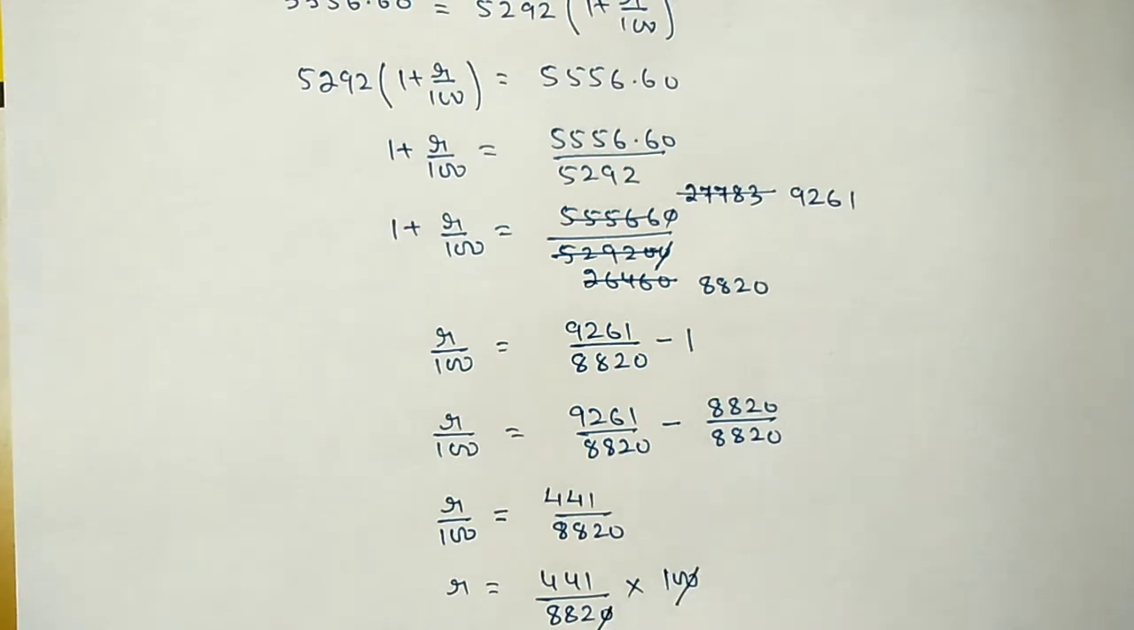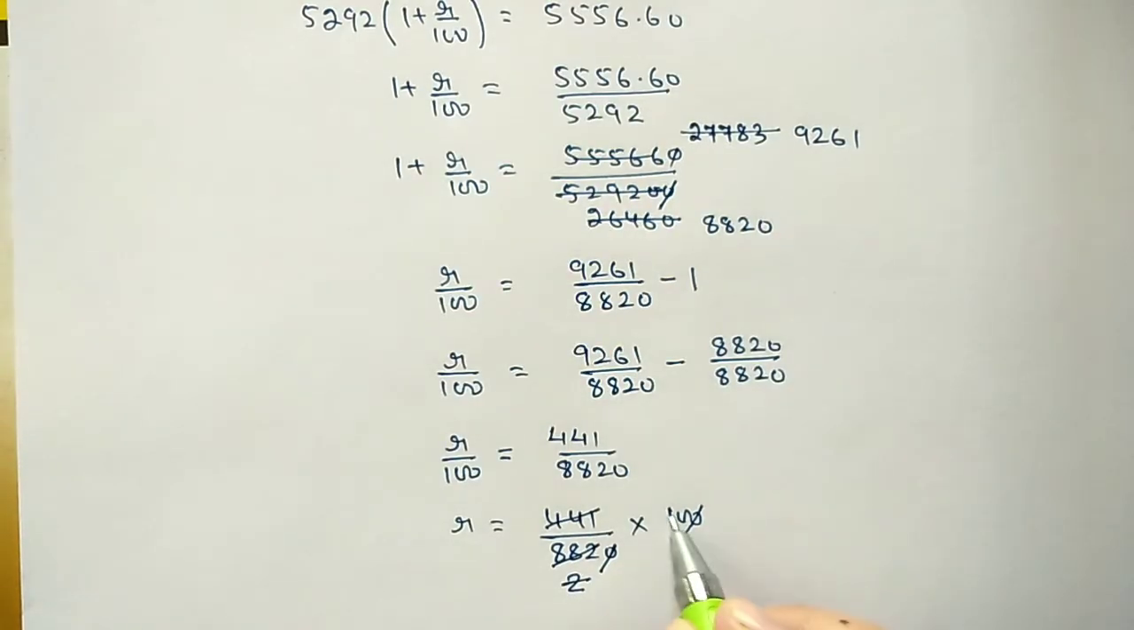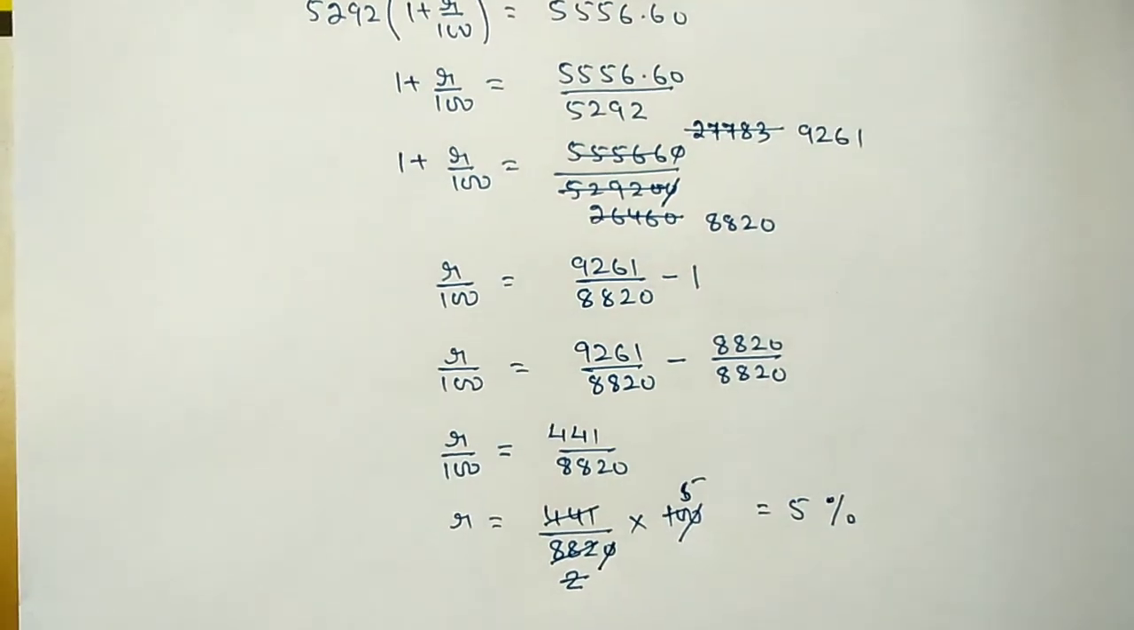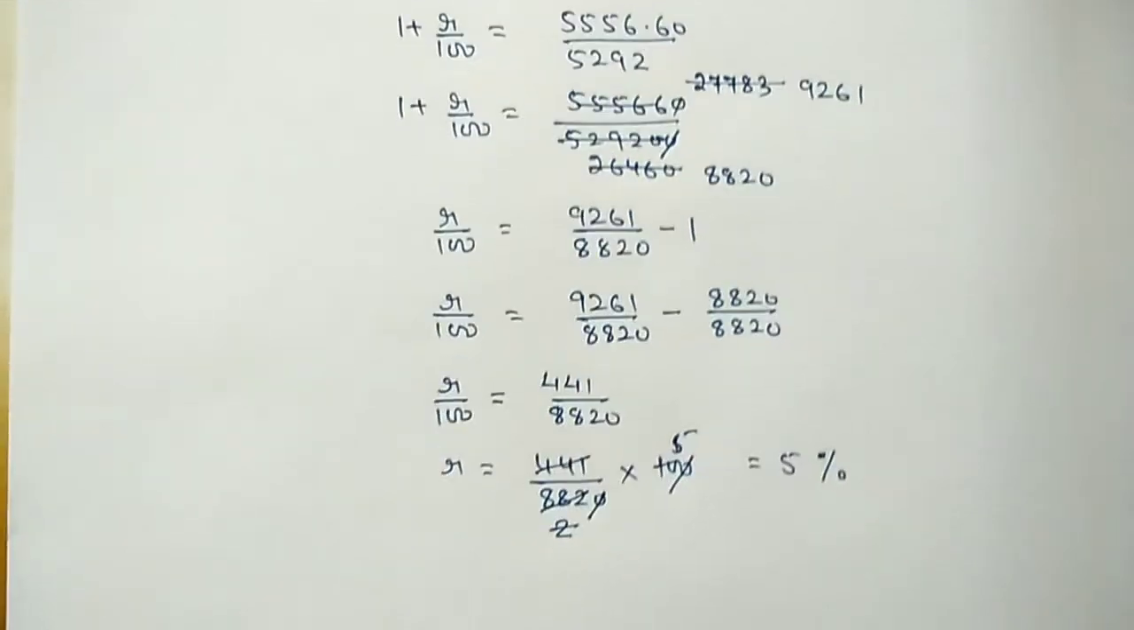One 0 we can cancel out here, and 441 goes into this 2 times. Then from this 2 we can cancel this 10, 5 times. So the rate of interest here is 5%. After this we will now calculate the principal money.